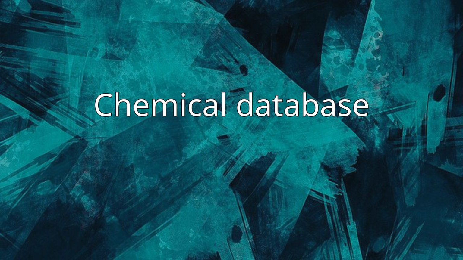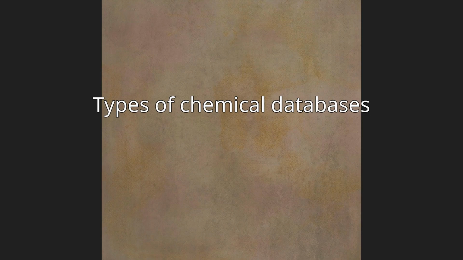Chemical database. A chemical database is a database specifically designed to store chemical information. This information is about chemical and crystal structures, spectra, reactions and syntheses, and thermophysical data. Types of chemical databases.